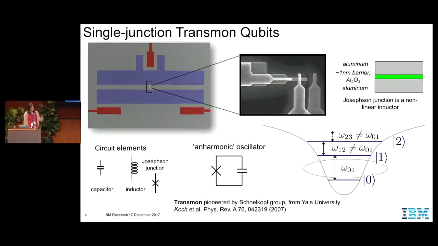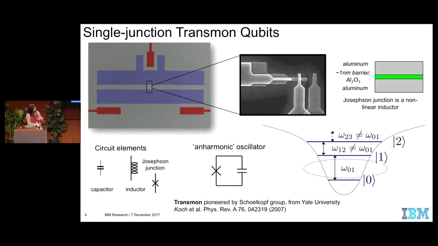So from the very basics, the type of qubits that we have is single-junction transmon qubits. Here we have our Josephson junction. It's a layer of aluminum, aluminum oxide, aluminum. The Josephson junction is a nonlinear inductor, which, for a transmon qubit, is shunted by a large capacitor. So rather than having a harmonic oscillator, you make an anharmonic oscillator, so that the lowest two energy levels are separated from the higher levels. And we're going to use the lowest two energy levels as our qubit.